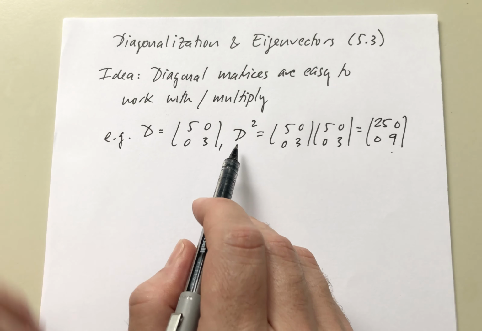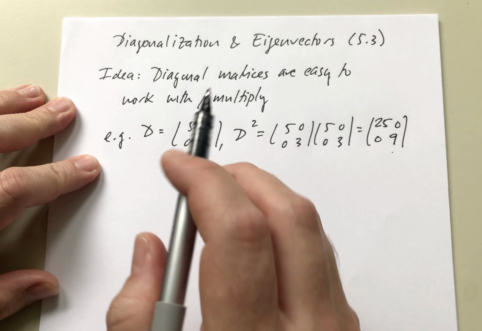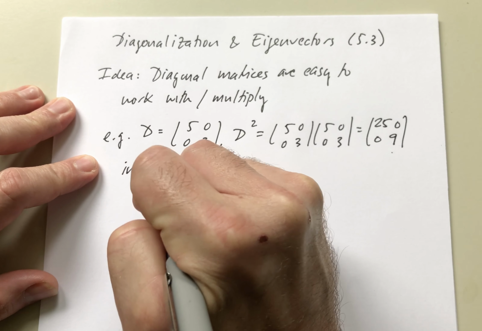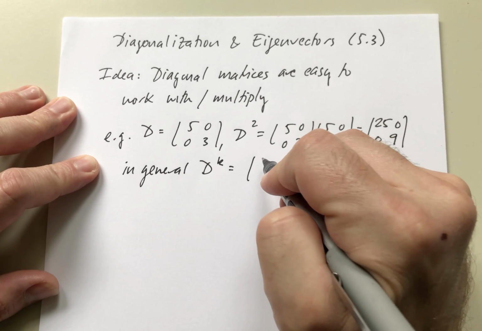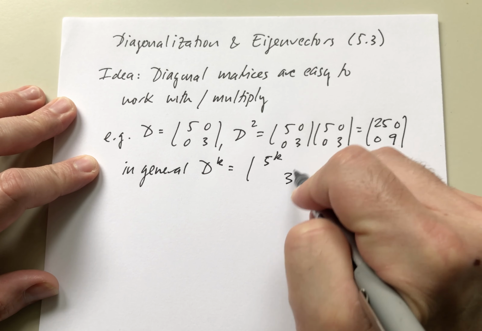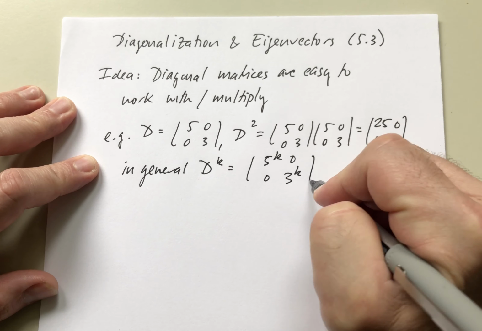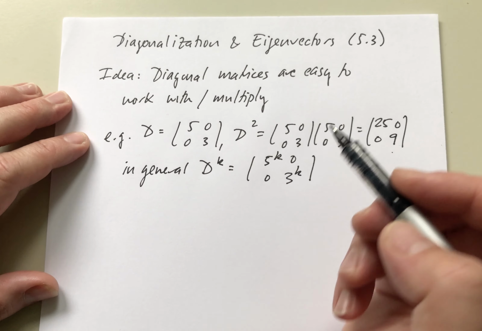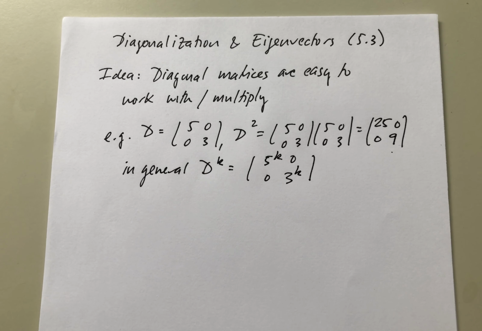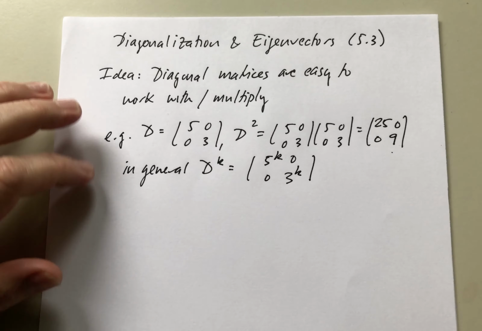So in other words, the product of two diagonal matrices is diagonal. And in general, D to the k is really easy to figure out. I just take 5 to the k, 3 to the k on the diagonals, 0 everywhere else. Okay. So great, that's so easy. I can take high powers of a diagonal matrix more or less immediately. Why can't they all be diagonal matrices?